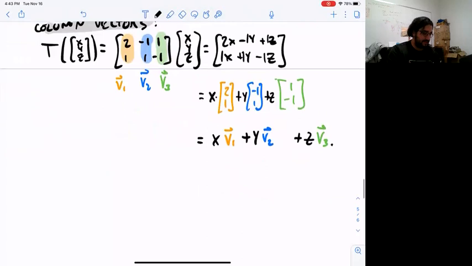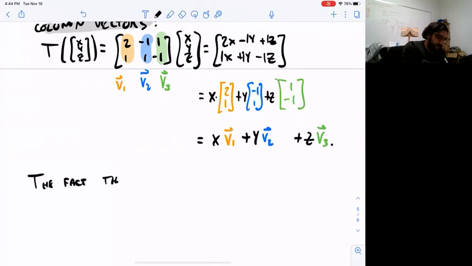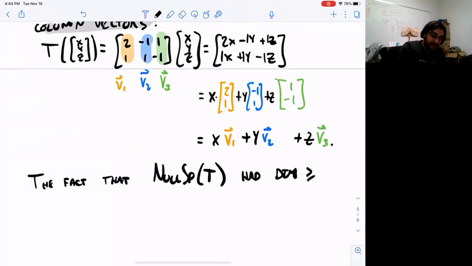And look at what we just showed. So the fact that the null space of T had something in it besides just the 0 vector, which is called non-trivial. There's a non-trivial null space.